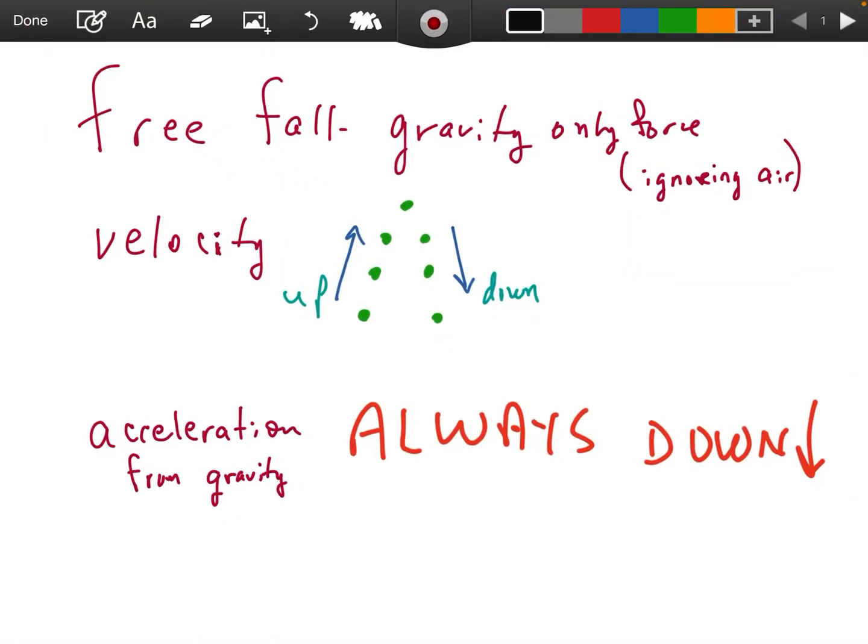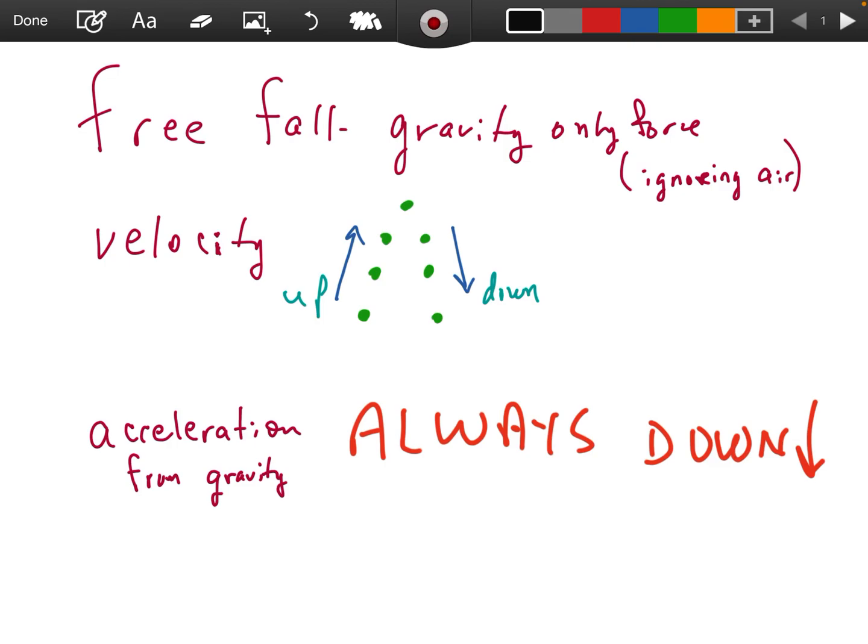For today's assignment, we are working on free fall calculations. Free fall is where gravity is the only force acting on it, ignoring air resistance, which can be a pretty big force if you free fall for a long enough period. But we're going to ignore it for these problems.